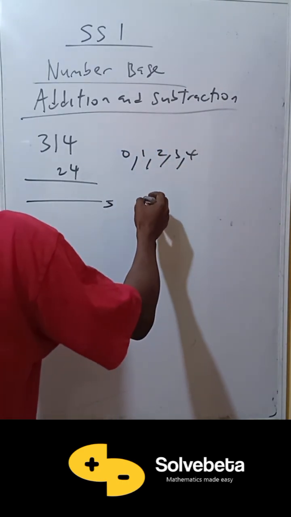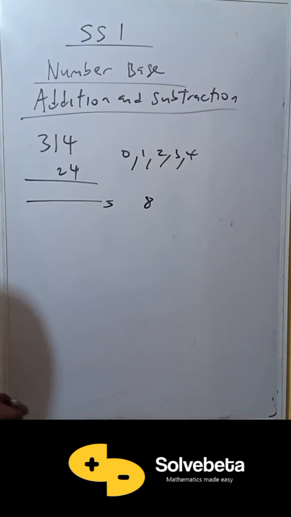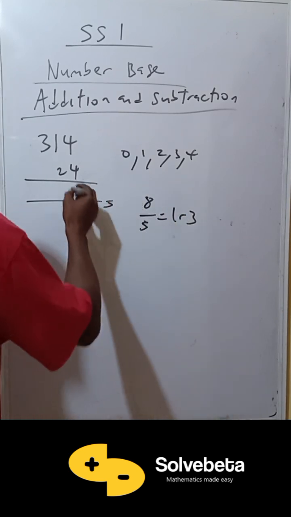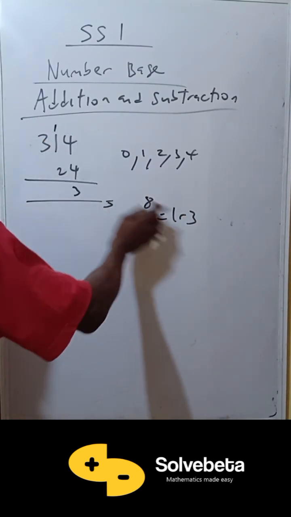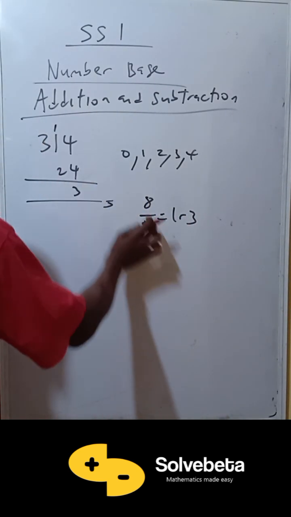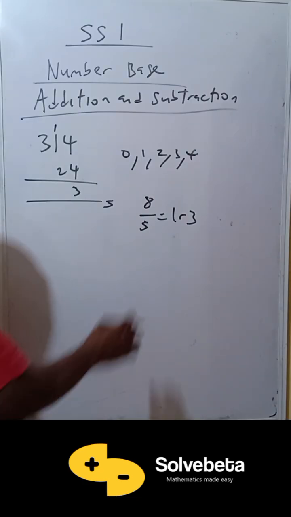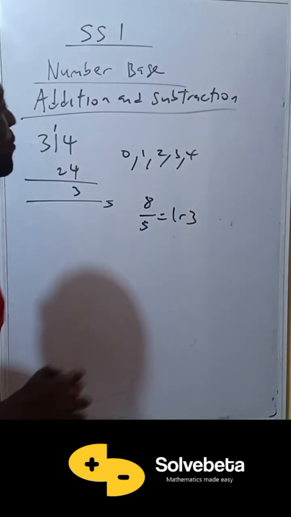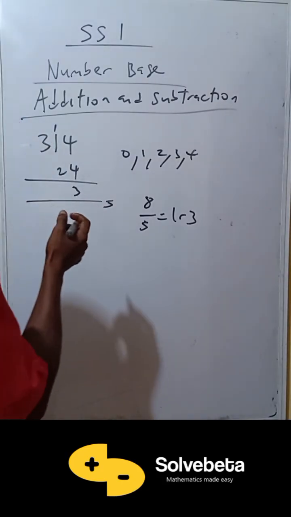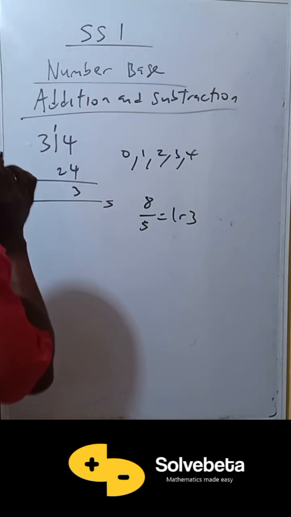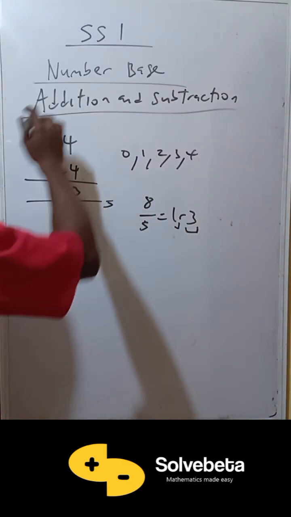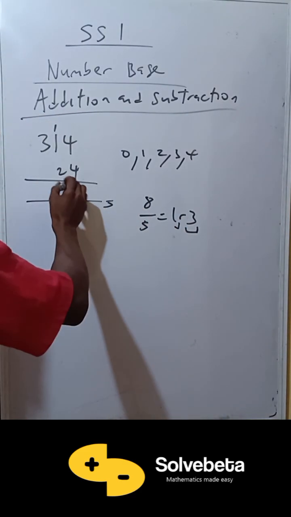4 plus 4 is what? 8. Normally you add the 8, but because we're in base 5, 8 divided by 5 is 1 remainder 3. So you write 3, then this 1 you bring here. You are not carrying the remainder, you are writing the remainder down and carrying the 1. 2 plus 1 plus 1 is 4, then 3.